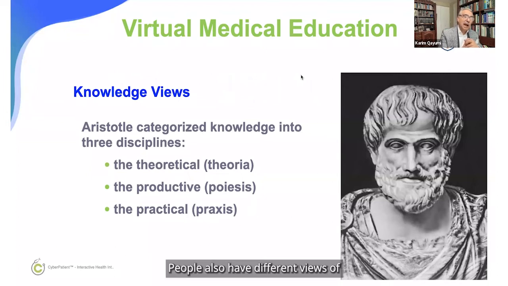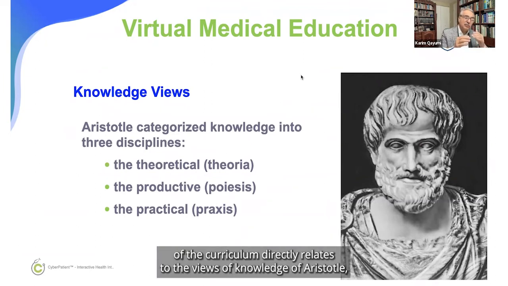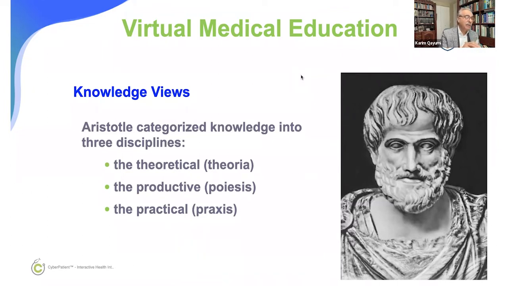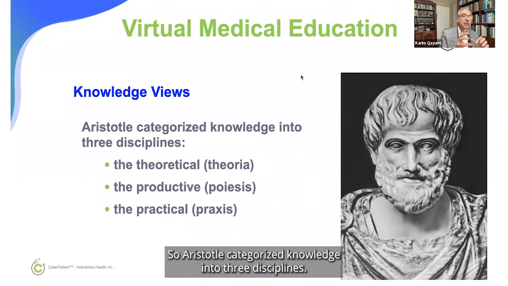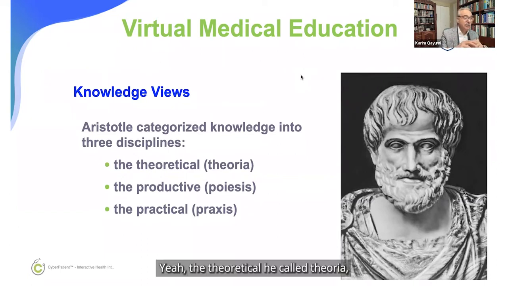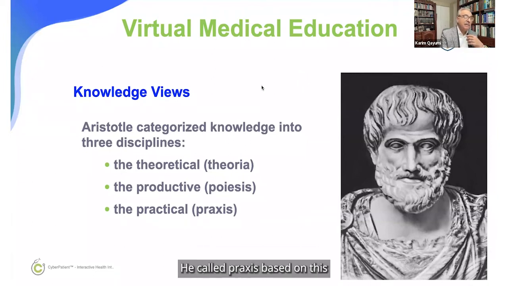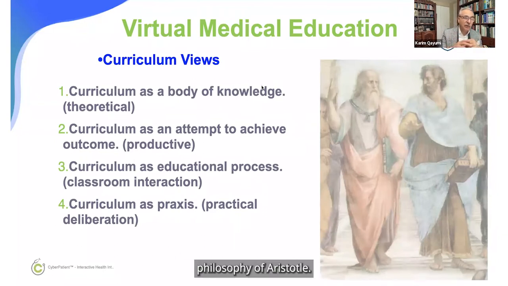People also have different views of curriculum. And the views of the curriculum directly relate to the views of knowledge of Aristotle, the Greek philosopher, as you have perhaps all known. So Aristotle categorized knowledge into 3 disciplines: the theoretical, which he called theoria; the productive, which you call poiesis; and the practical, which you call praxis. Based on this philosophy of Aristotle, people also have 4 different types of views on curriculum.